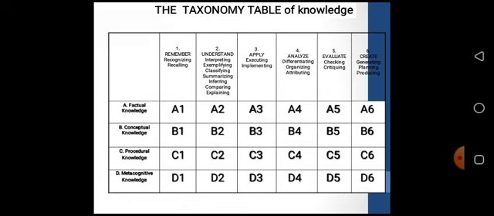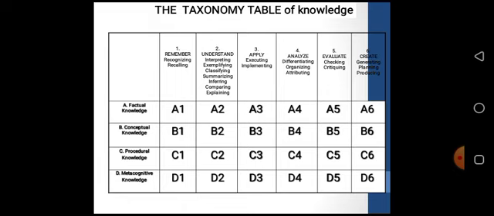Where on the column we have number A, which is factual knowledge, conceptual knowledge, procedural knowledge, and metacognitive knowledge. A and 1, they have A1, A and 2, A2, A3, A4, A5, and A6. Means that all these types of knowledge match together with these action verbs.